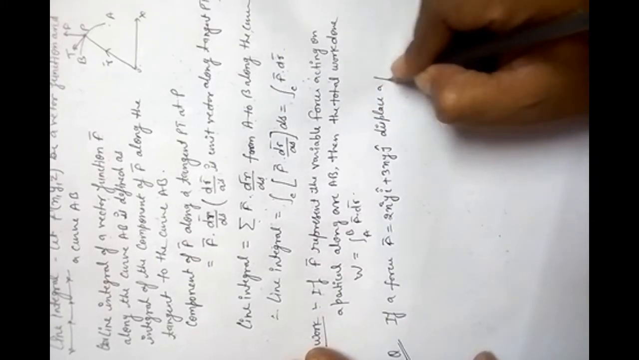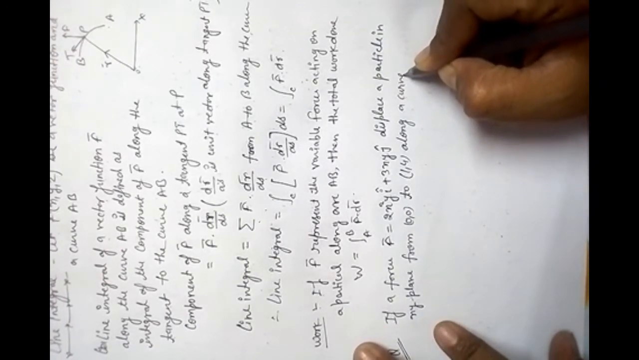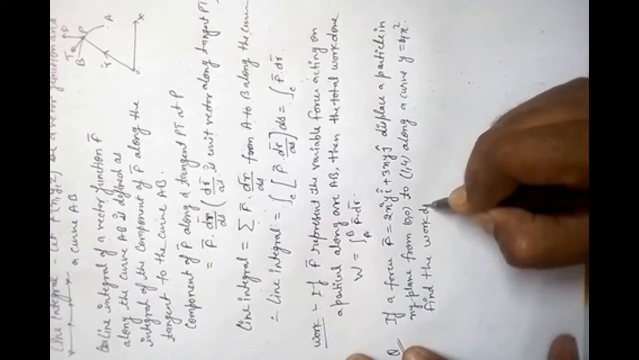Now the question is: if a force vector F is equal to 2x squared y i plus 3xy j displaces a particle in the xy plane from (0, 0) to (1, 4) along the curve y is equal to 4x squared, find the work done. Okay.